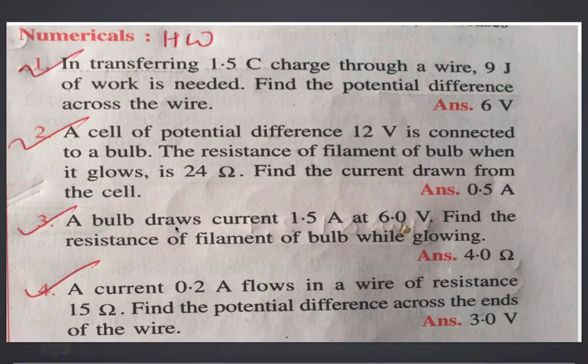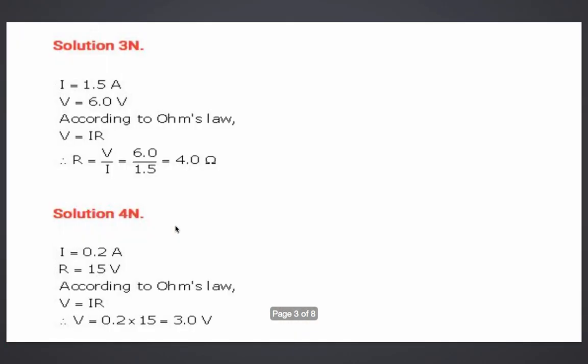What's the formula? V equals to IR. So see, by Ohm's law, V equals to IR. I is 0.2 into 15. 15 2s are 30. And put the decimal point as it is. So that comes 3 volt.